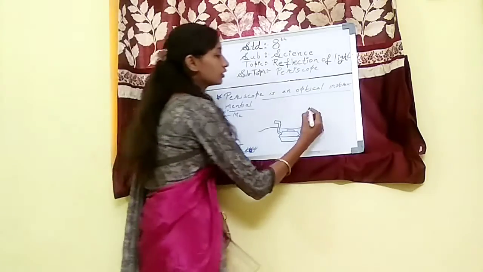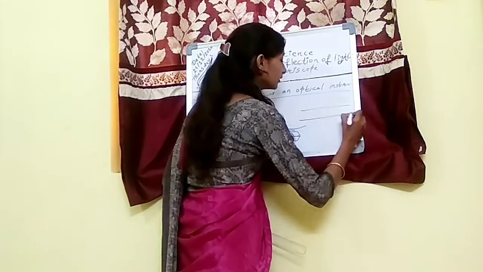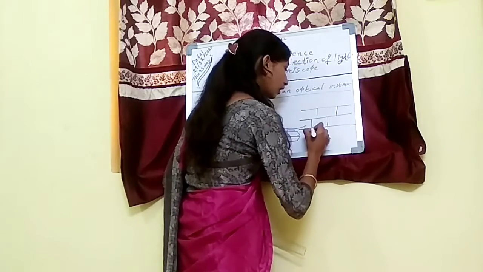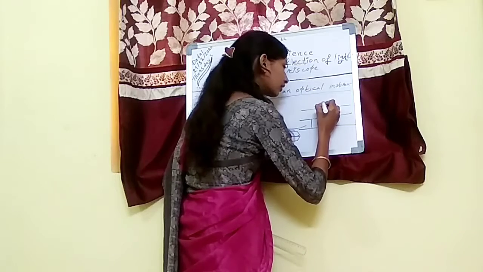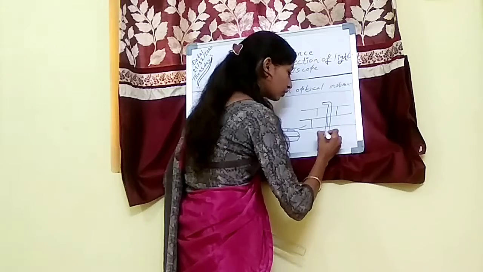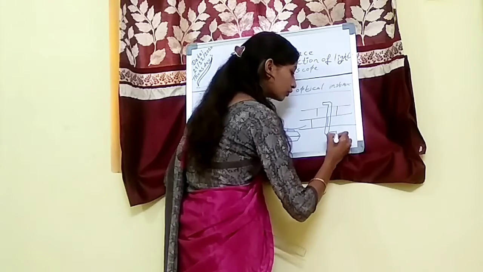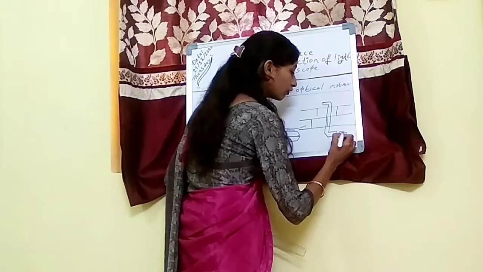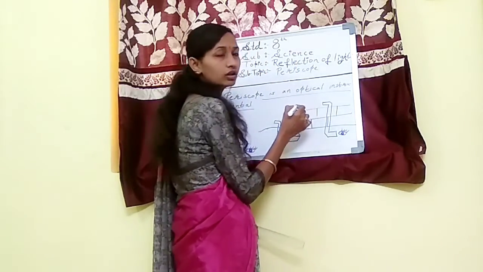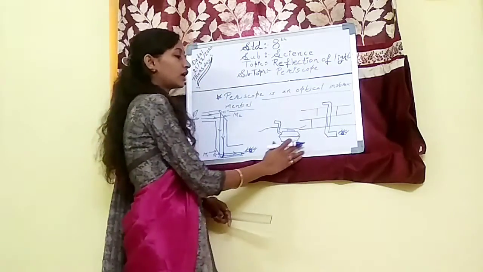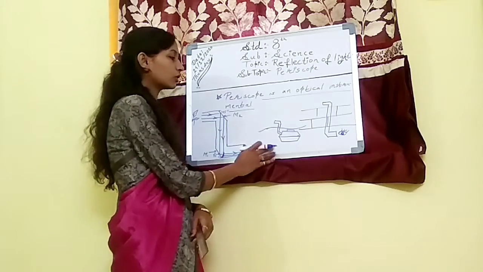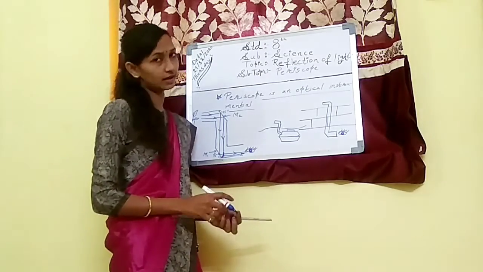Means if your wall is here, and you are using a periscope, then you will be able to see behind the wall, what is outside the wall. This way the periscope can be used for several other purposes. This was all about the periscope, its making and advantages.